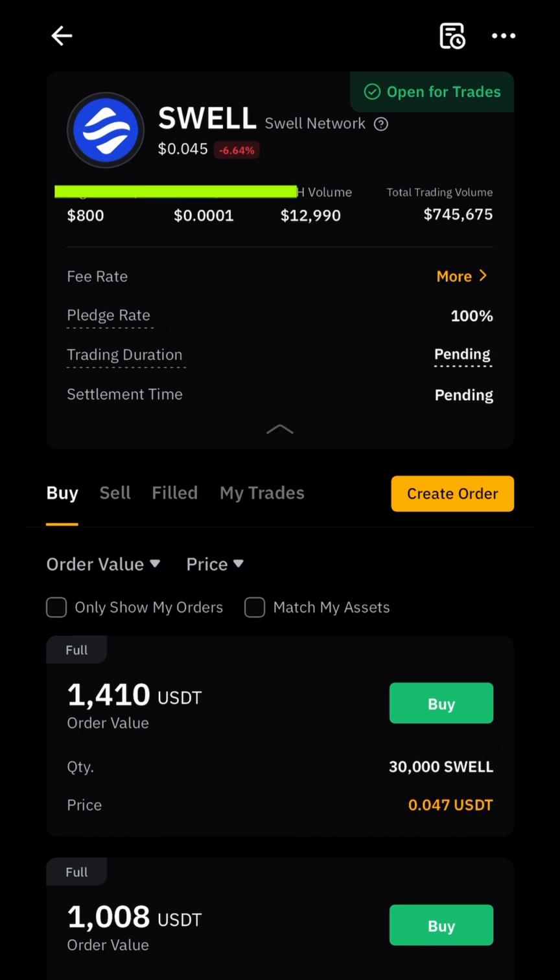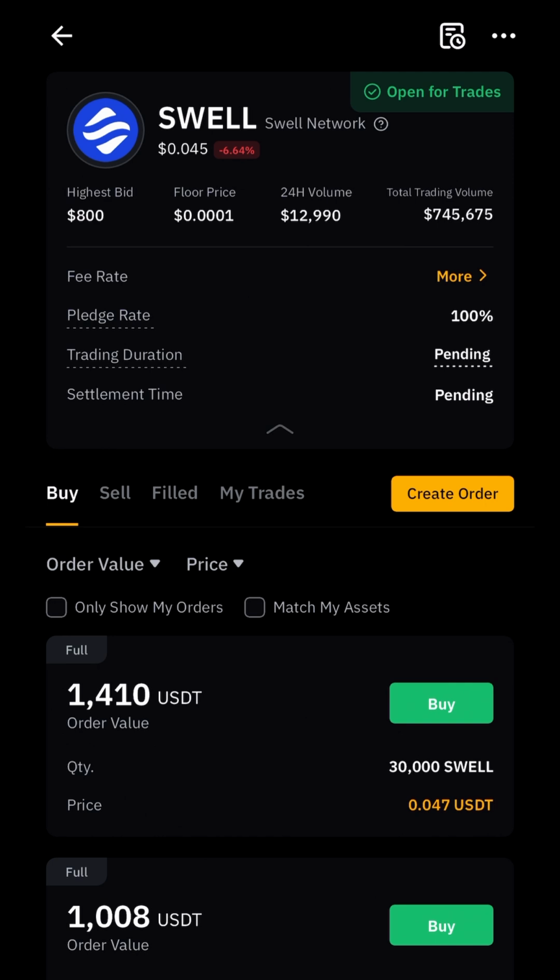At the top, you can see the last traded price for this token, 0.045. Below, you can see the highest price and the floor price, also the volume. They are in the buy section. And here we can buy this token.